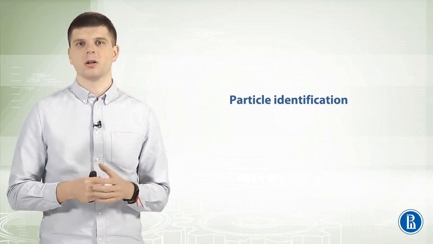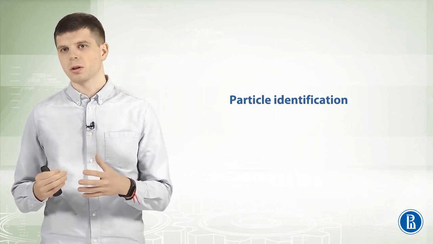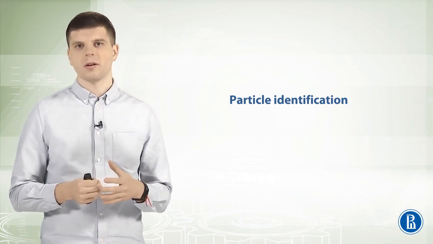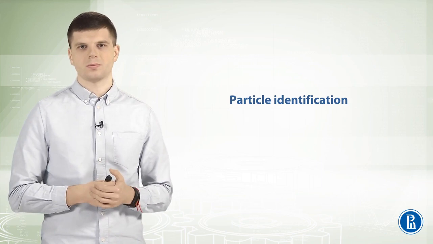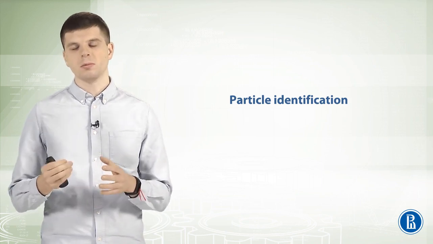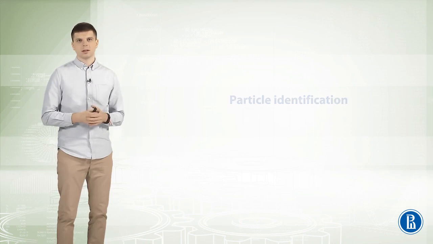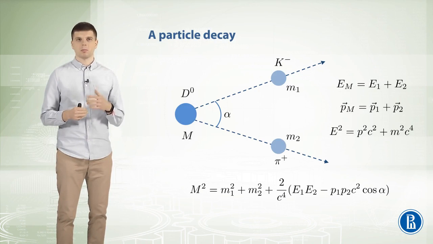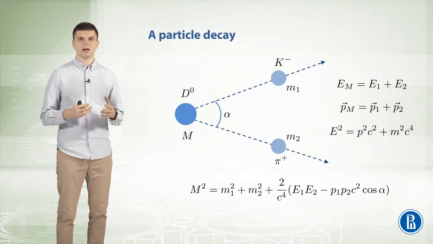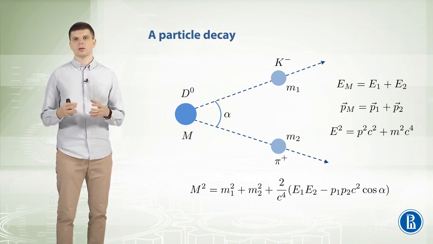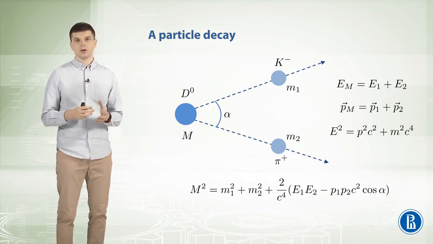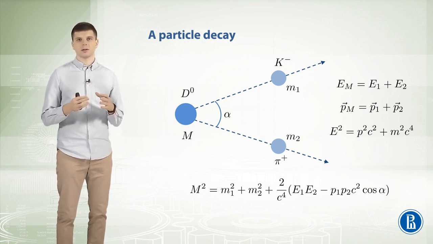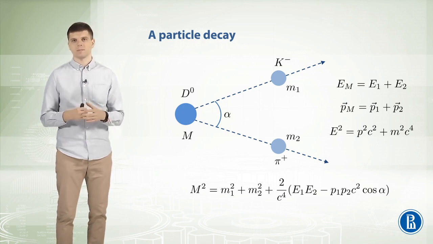At the end of this week, you will know how detectors work, what systems they have, and what data they produce. And we start this week from a simple particle decay. Consider a particle D0 that decays into two other particles, a pion and a kaon. In this example, D0 is also called a mother particle, and the kaon and the pion are called daughter particles. Each of these particles has a certain energy, momentum, and mass.